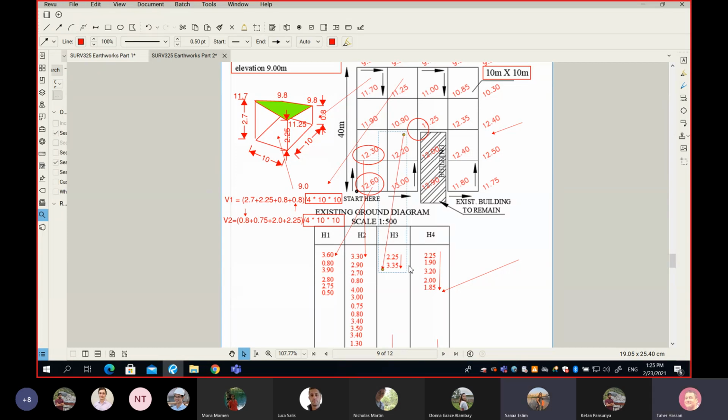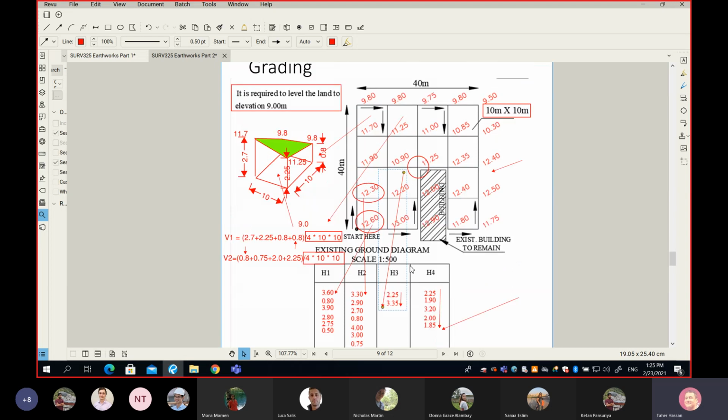Wrong. Please take a note that what goes into the table are the depth of cut, not elevations. You must find the difference between existing ground and finished ground. You get the depth of cut, then you place it into the table. Elevations do not go into the table.